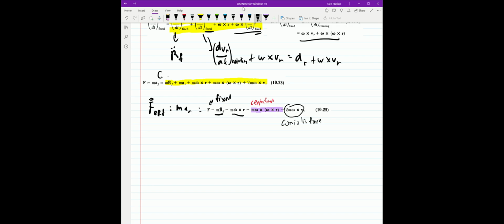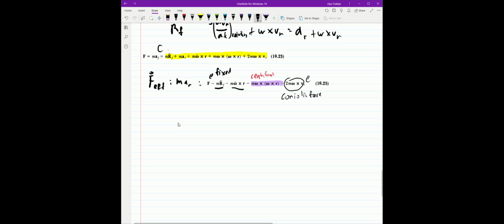Okay, now this arises from the motion of the particle in the rotating coordinate system, and because the force is proportional to VR, right, it vanishes if there's no motion, so we're left with our normal expression in like an inertial reference frame.